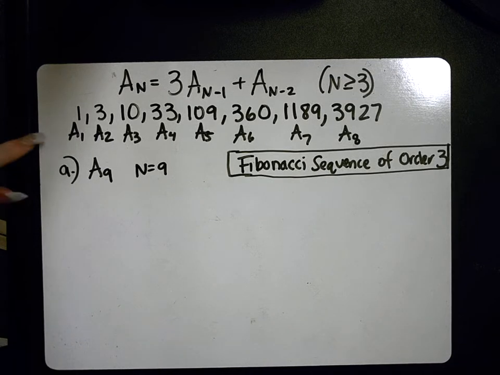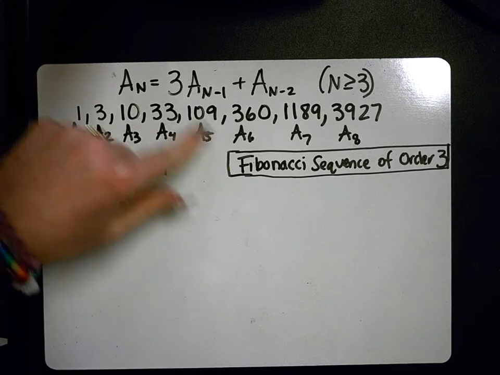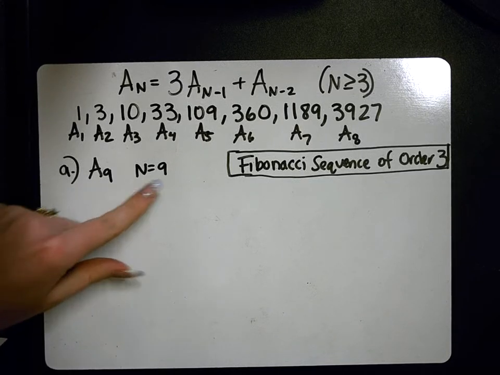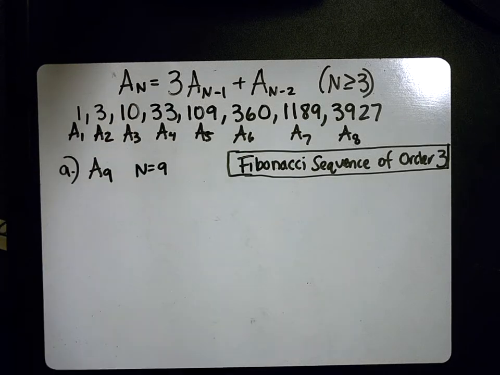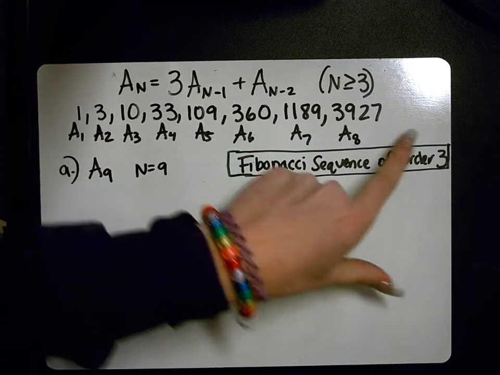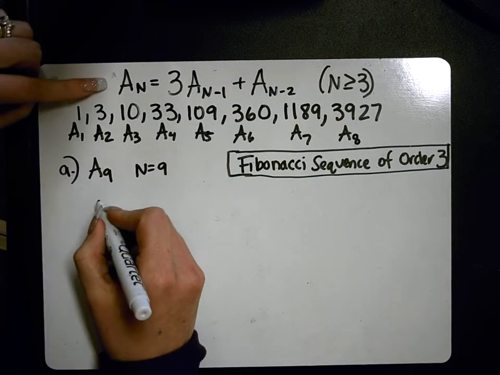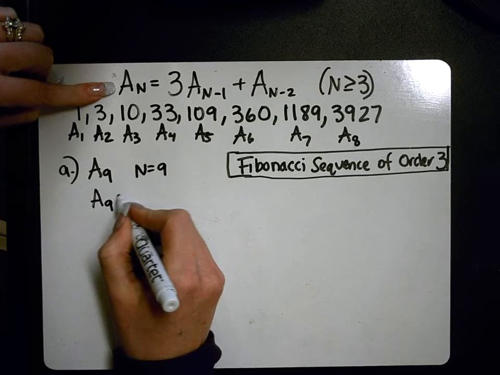So what we're going to do is a variety of things. The first thing we're going to do: this would be the first term, a sub 1, a sub 2, a sub 3, a sub 4, and so on. We're going to find a sub 9. So n equals 9, and we're going to use the Fibonacci sequence of order 3 to figure out what the ninth term in this sequence is. It would be a sub 9, because that's what we're trying to figure out.